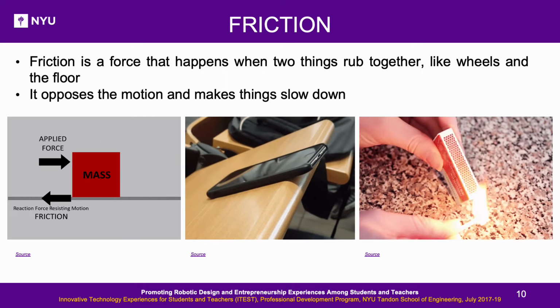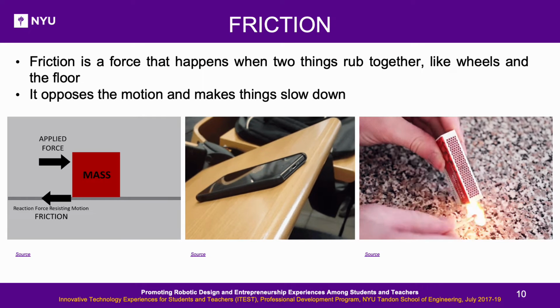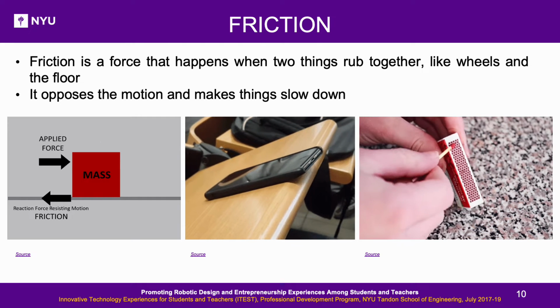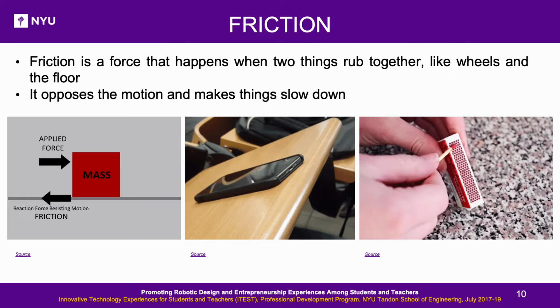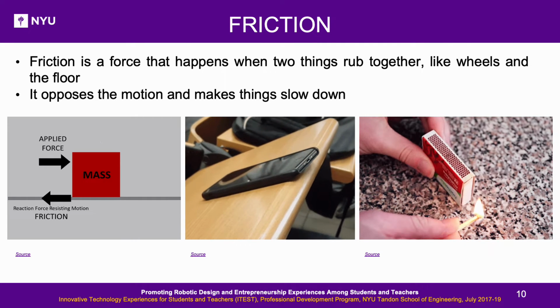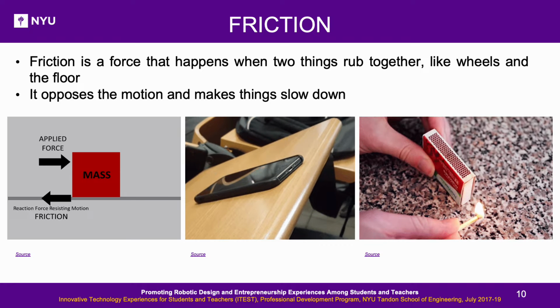Friction. Friction is a force that happens when 2 things rub together, like wheels and the floor. Friction opposes the motion and makes things slow down. When you push the object, friction gives resistance. The higher the frictional force, the power consumption will also be more.